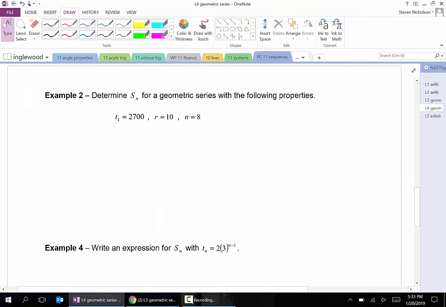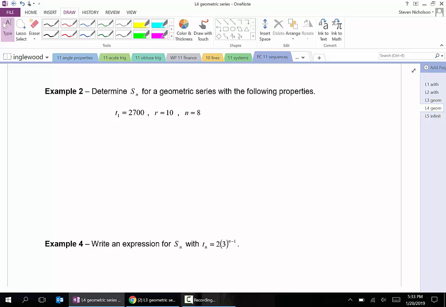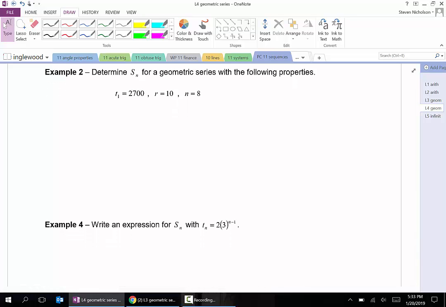Okay, let's do a few more. So again, in this one, I'm giving you the information. So T1 is 2700, R is 10, and N is 8. And again, this is all about thinking about choosing the formula. The key idea here is we have N. So given we have N, we want our first formula. So S of N, we don't have to figure them all out. We don't have to add them all up.